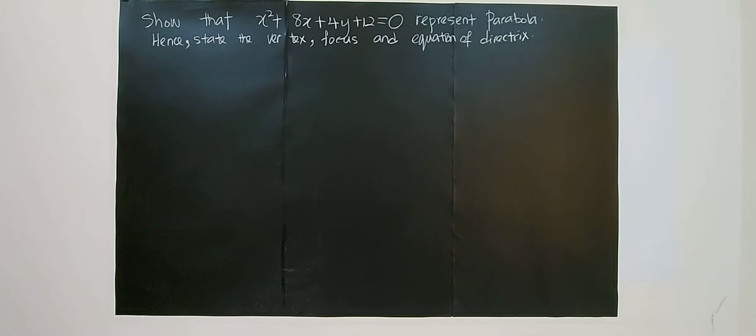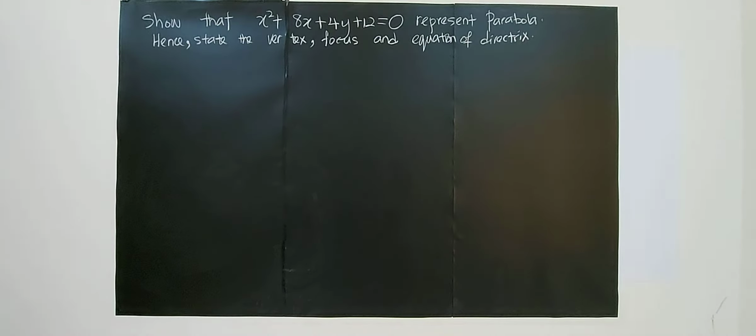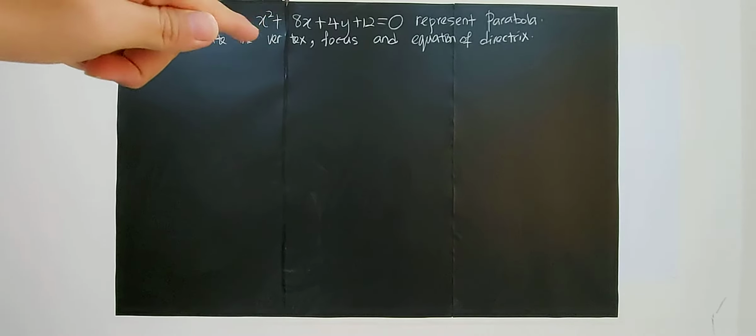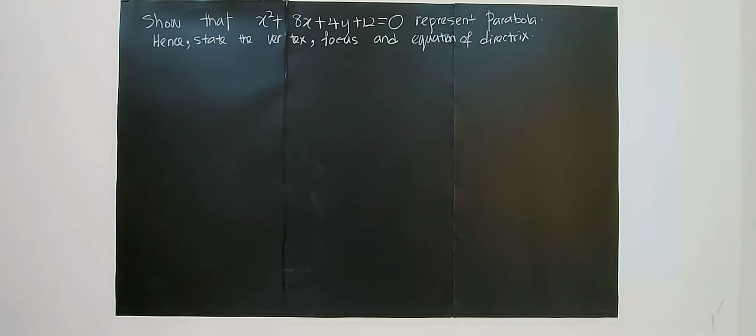Hello, this will be another video on parabolas, where the question asks you to show that this equation represents a parabola, and this is a general equation. If you look carefully, there is only one x squared, and the y term is linear. Usually this will represent a parabola.